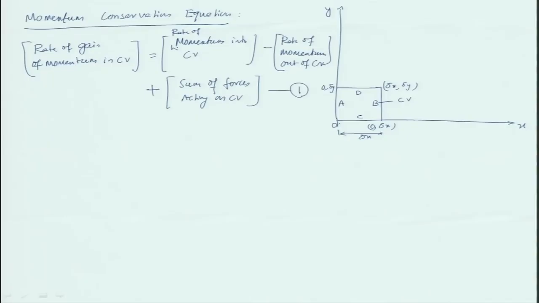But let us now consider the momentum conservation along the x direction alone. The momentum in the x direction entering is rho Vx Vx. What is Vx? Let Vx be the velocity along the x direction and Vy the velocity along the y direction. And what is getting out from face B? That is rho Vx Vx.